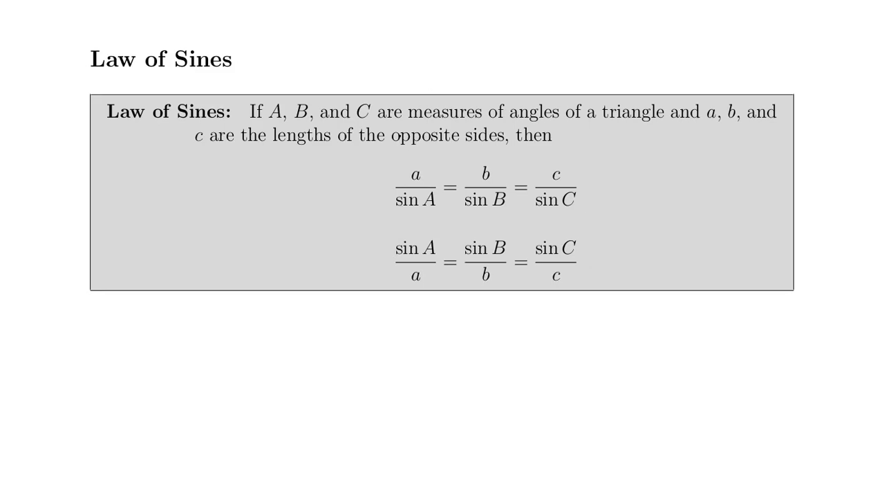If A, B, and C are the measures of the angles of some triangle, notice it does not have to be a right triangle. It can be any triangle. Then lowercase a, b, and c are the side lengths. Then we've got these two statements. Notice that these are just reciprocals of each other. Since we're talking about consistent ratios, it doesn't really matter which version is on top and which is on the bottom. So we'll just pick whatever's convenient, mostly when we're actually trying to solve some stuff. So let's just take a look at some examples.